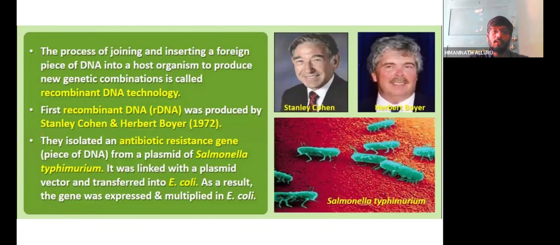Now the next one is Stanley Cohen and Herbert Boyer's experiment, a very important 3-mark question. Many times it is asked in the exam. What is the Stanley Cohen and Herbert Boyer experiment? We need to explain. Generally, I will never start with the Salmonella typhimurium topic. I will start with E. coli first. I will tell them, E. coli is a gram-negative, rod-shaped bacteria. It commonly lives in the intestine.